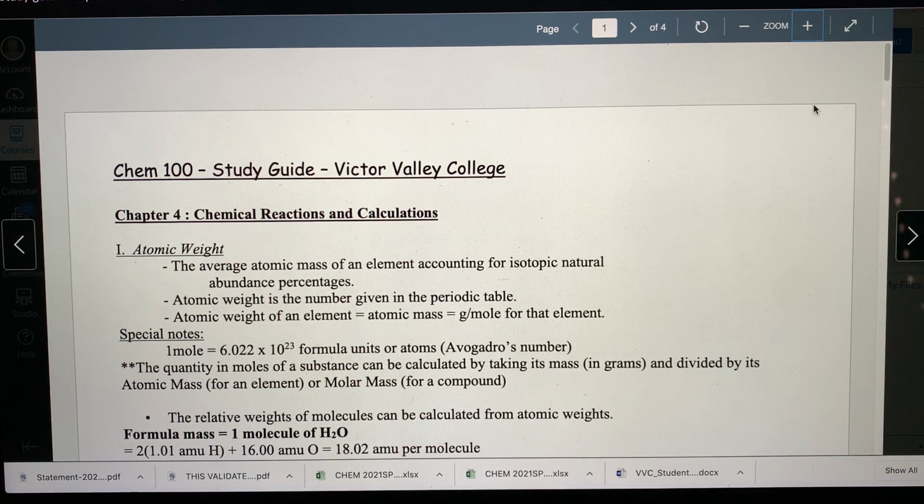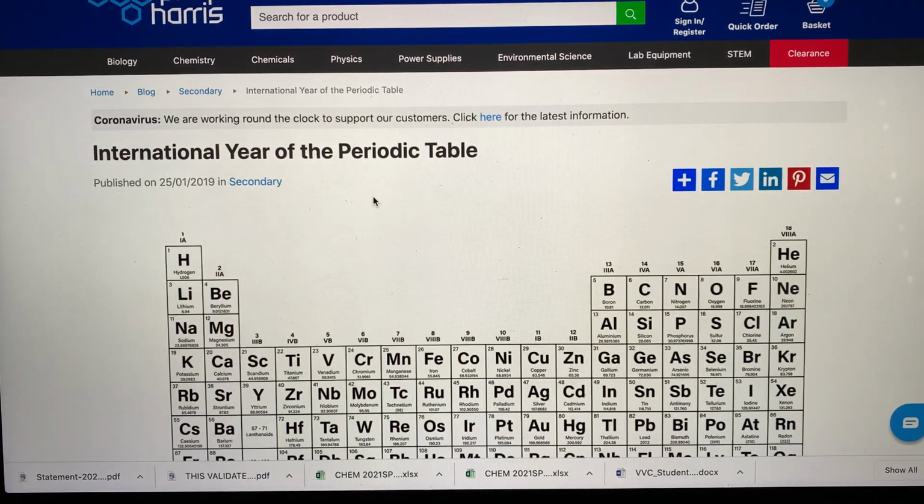In this chapter, our focus will be on writing chemical reaction equations, and we'll do some calculations, also known as stoichiometry. First of all, before we do that, we need to have some background. When you look at the periodic table, you will see what we call atomic weight, and I'm going to show you a quick one right here.